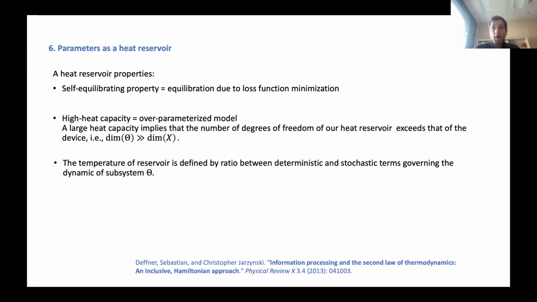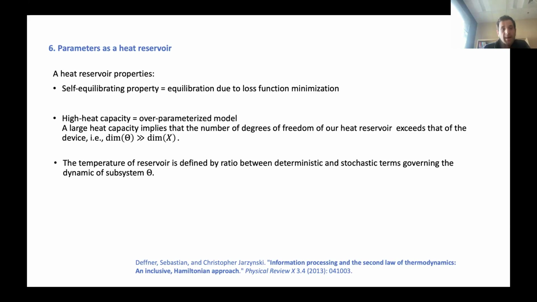The second one is the high heat capacity criterion of a reservoir, which is a kind of thermodynamic explanation of why an over-parameterized model can benefit us. That was one of the mysteries of machine learning, which has been addressed in many ways, but this is a thermodynamic insight into the benefit of working with an over-parameterized model. The benefit is that the heat capacity of your theta is huge, and that's one of the criteria of your reservoir.